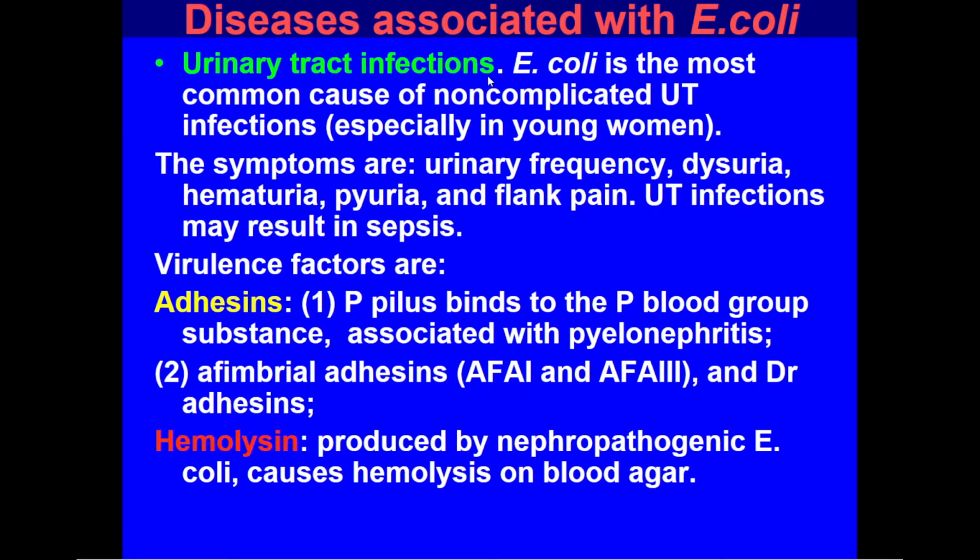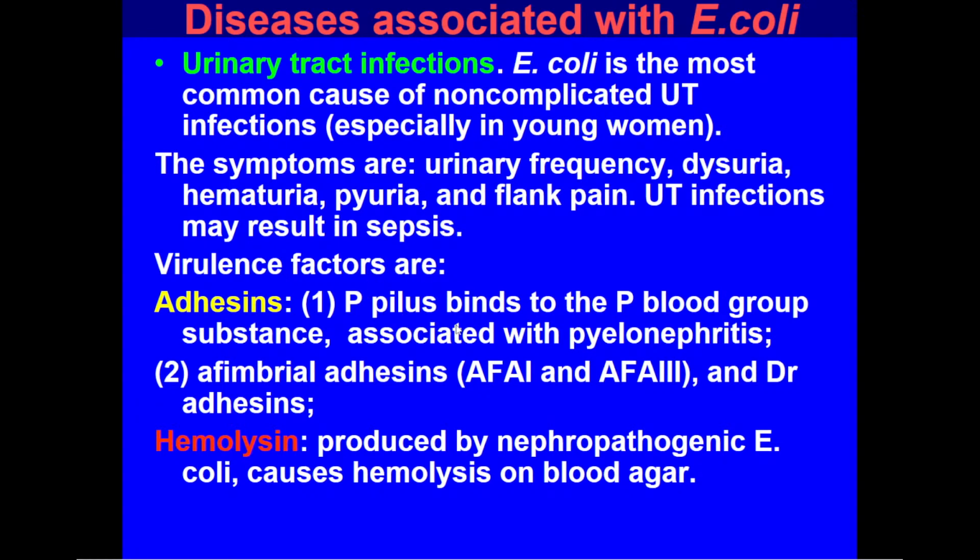Urinary tract infections. This is a type of E. coli that may cause non-complicated urinary tract infections, especially in young women. The symptoms are urinary frequency, dysuria, hematuria, pyuria, and flank pain, right? They may result in sepsis, but most commonly they are non-complicated. What special virulence factors are attributed to them?